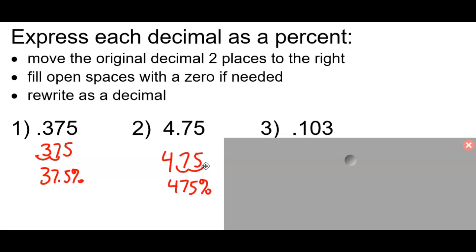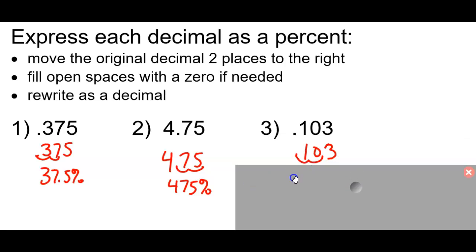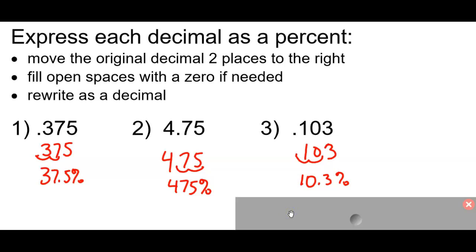But now that number is 475 because I moved my decimal behind the 5. 475, add the percent sign. Great. Number 3, I'm going to do the same thing. Move my decimal 2 places to the right. So what am I going to have? I move it 2 places to the right. It's in between the 0 and the 3, and we would read that as 10.3%.